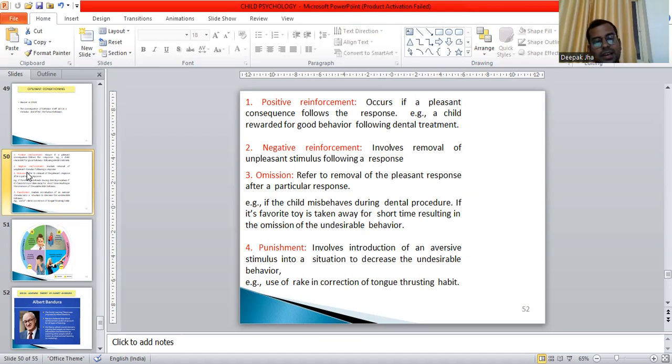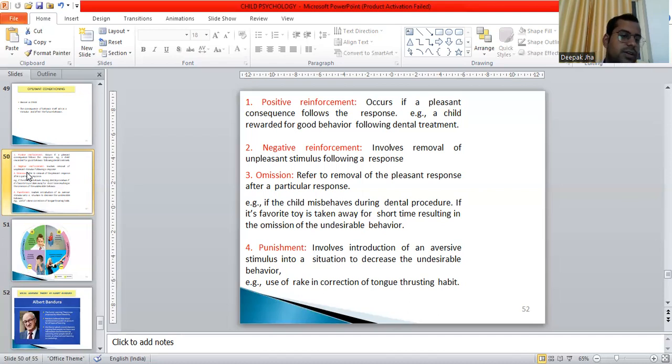Omission is the reciprocal of positive reinforcement. In omission, you refer to the removal of a pleasant response after a particular response. For example, you have given the child a toy to sit with and you begin treating the child. Now, rather than taking this as a positive reinforcement, the child does not let you complete the treatment.